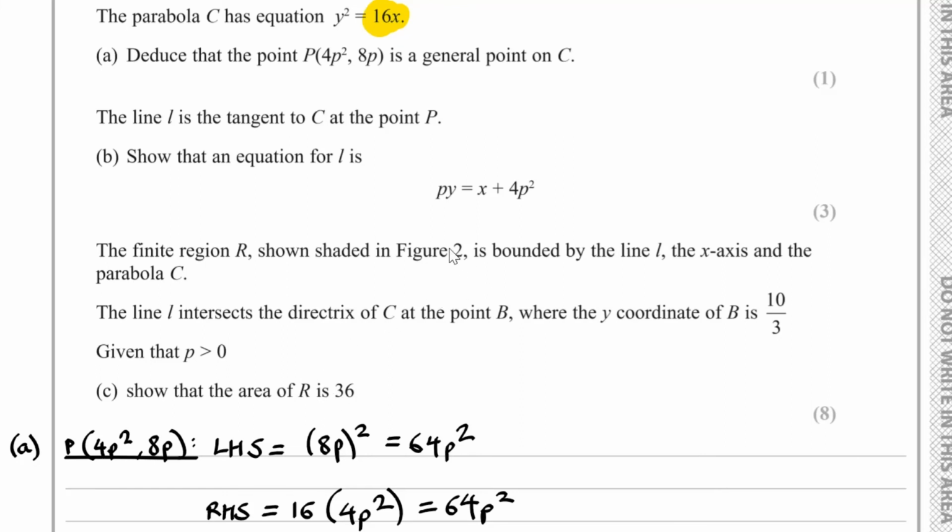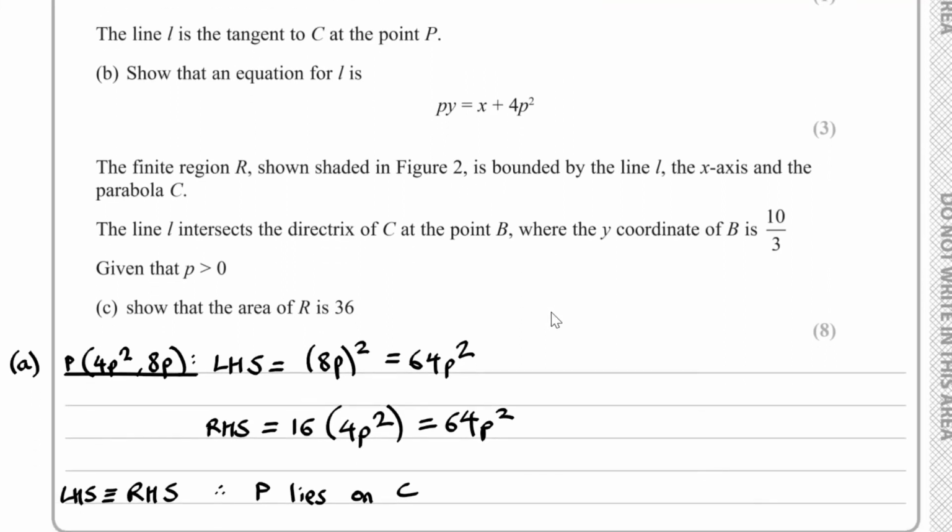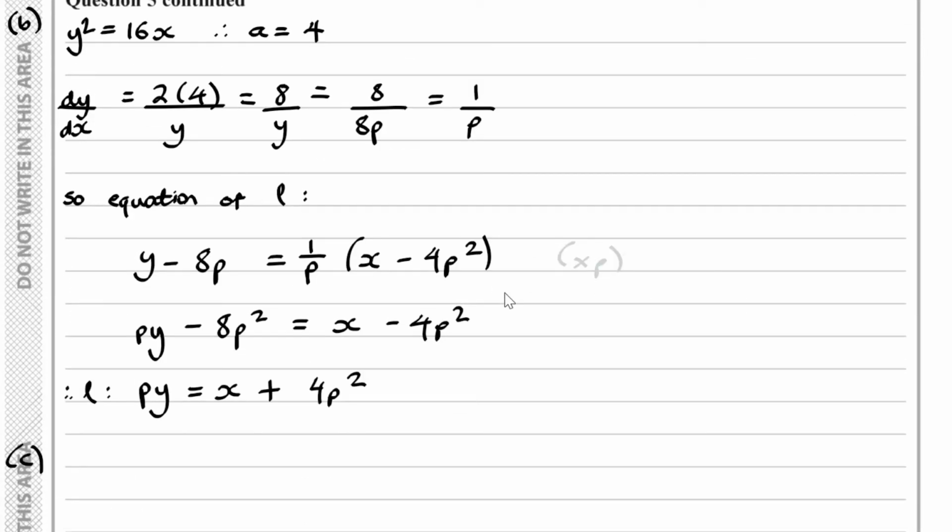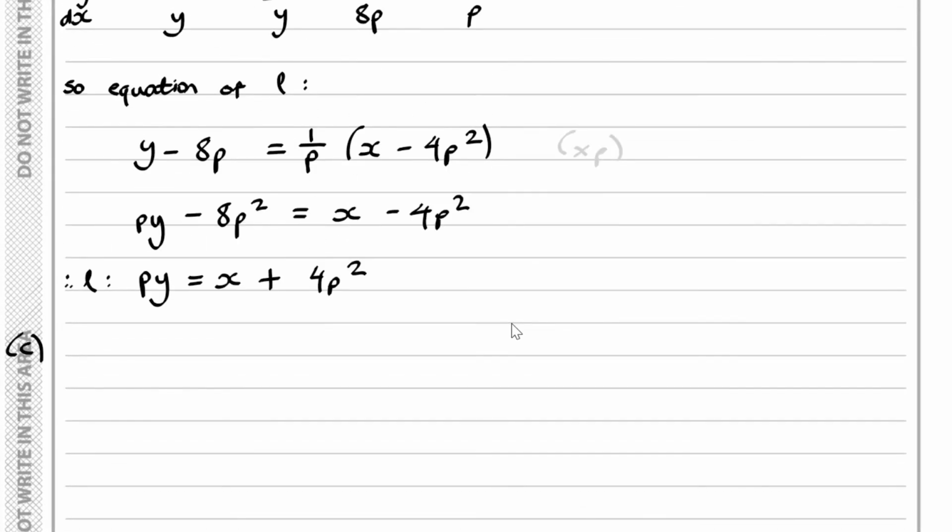Now, for this question, first of all, knowing the value of a, we can state our focus. Our focus, S, would have coordinates (4, 0). That's quite straightforward. And our directrix has equation x equals minus a, so we have x equals minus 4.